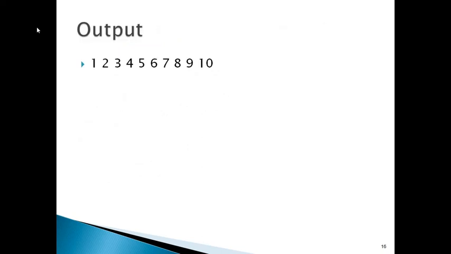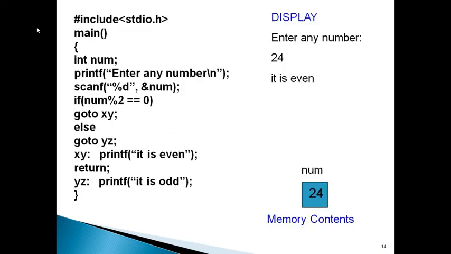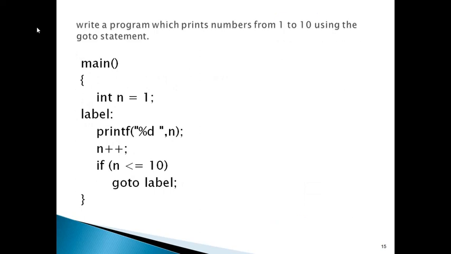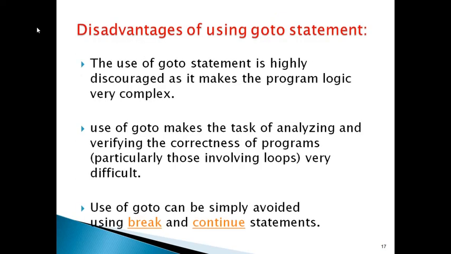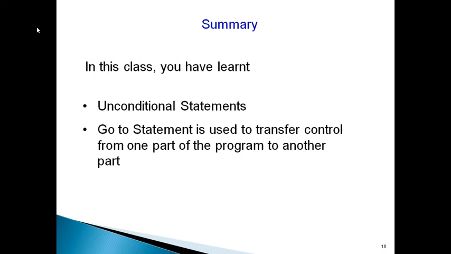These are the two programs we practiced: how to print the even or odd number by using the go to statement, and next, printing the numbers 1 to 10 by using the go to statement. This is the summary.